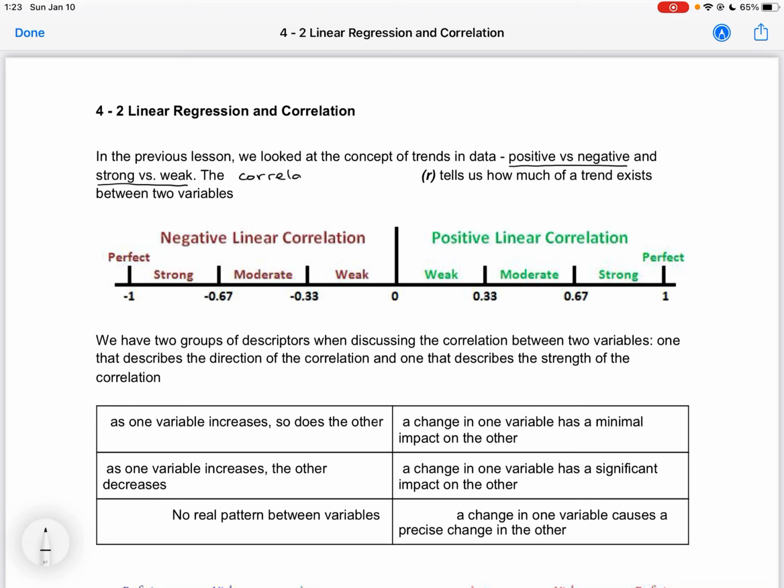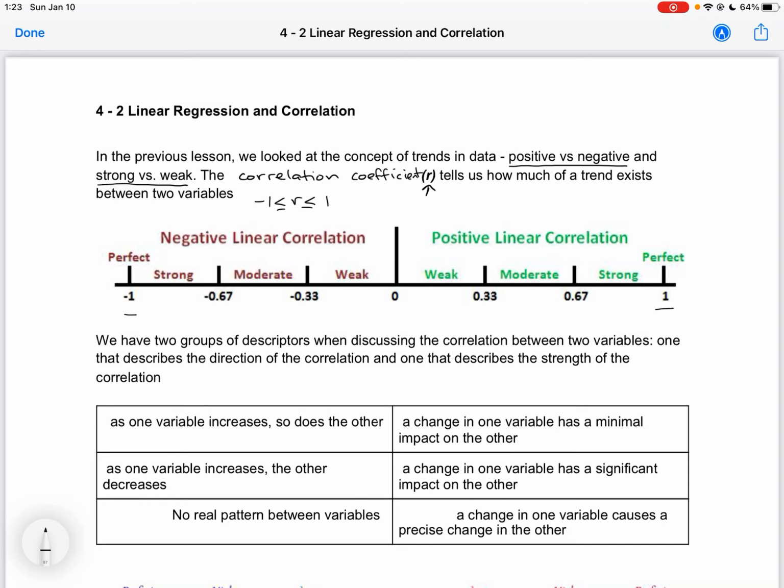And our correlation coefficient, which is denoted by R, tells us how much of a trend exists between two variables. So the range for R is always between -1 and +1. I'll put that up here.